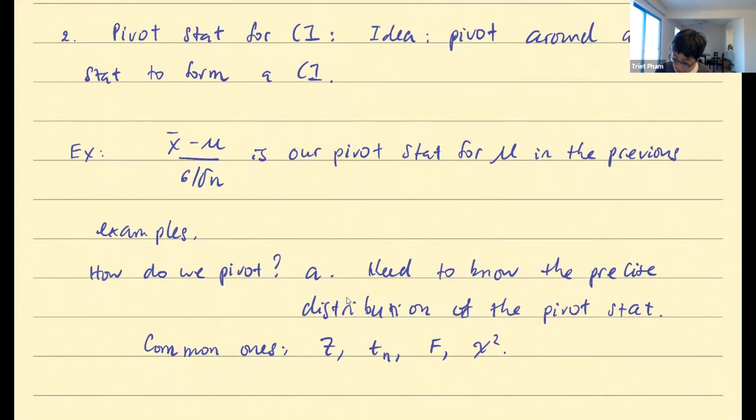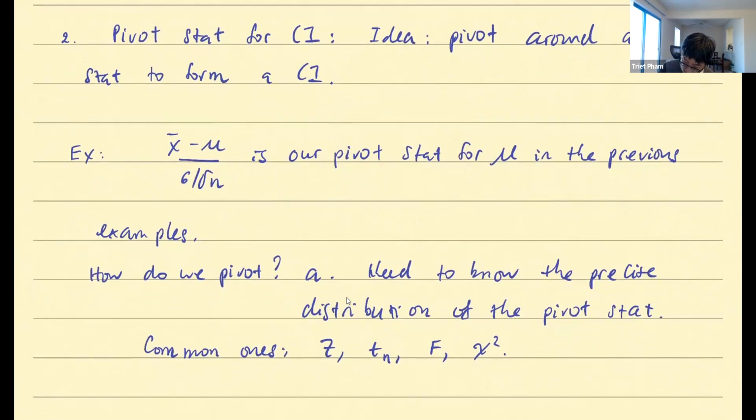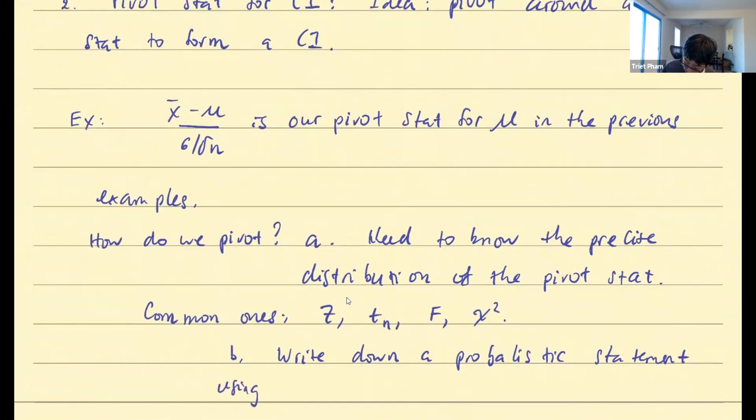Let me say one small observation. Okay, maybe not. Let me do step B, and then I'll show you. Step B is actually just from step A. From A, you know the precise distribution of the pivot stat. In this case, for example, you know precisely that it's standard normal. Then step B is you just write down a probabilistic statement using A and the corresponding quantiles.